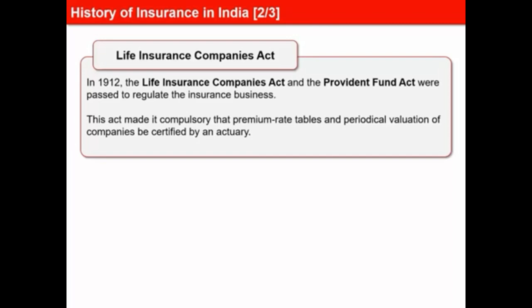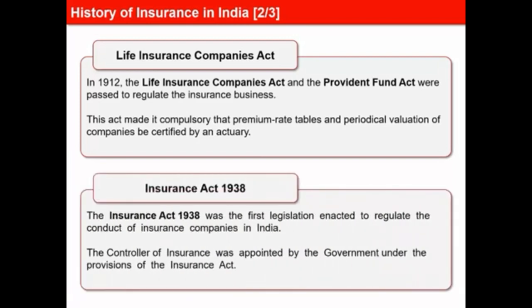The Life Insurance Companies Act 1912 made it compulsory that premium rate tables and periodical valuation of companies be certified by an actuary. The Insurance Act 1938 was the first legislation enacted to regulate the conduct of insurance companies in India. This act, as amended from time to time, continues to be in force.